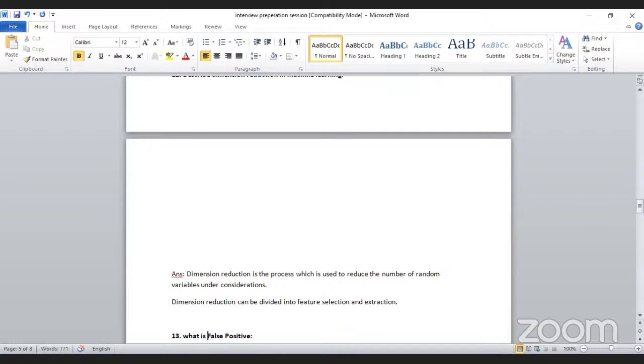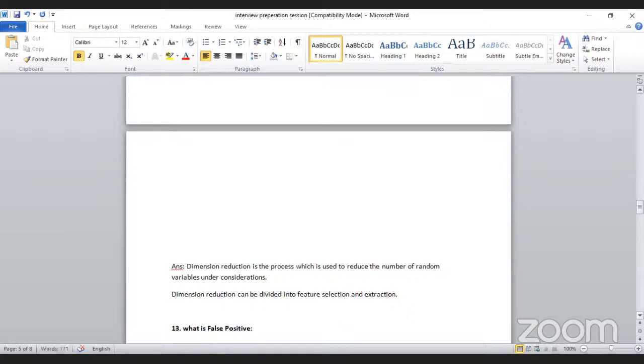So dimension reduction is the process which is used to reduce the number of random variables under consideration. And dimension reduction can be divided into feature selection and extraction. Yeah, reduce the columns, PCA. Yes. So, yeah. So the next question is, what is false positive?